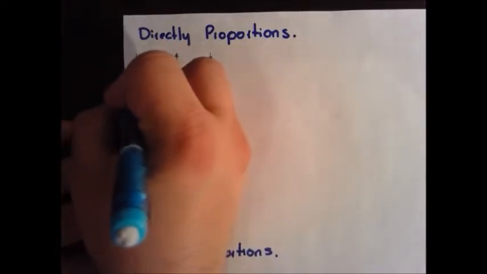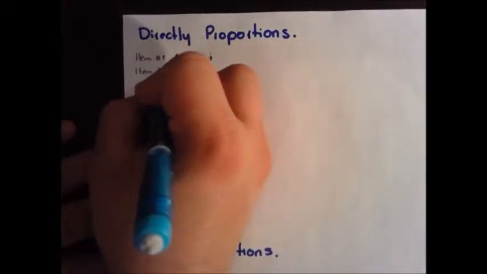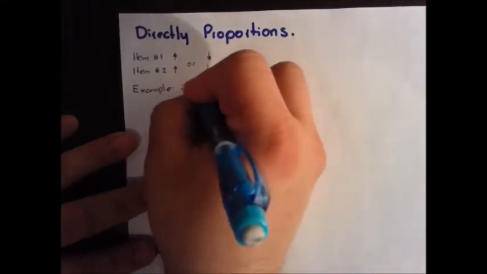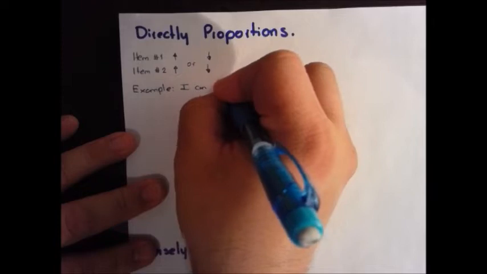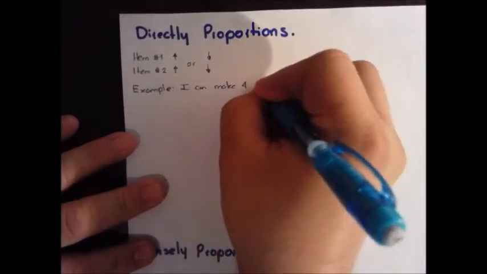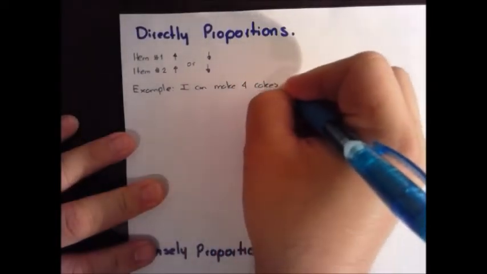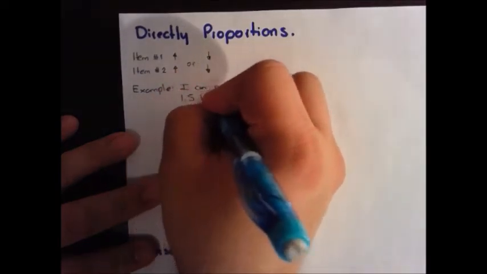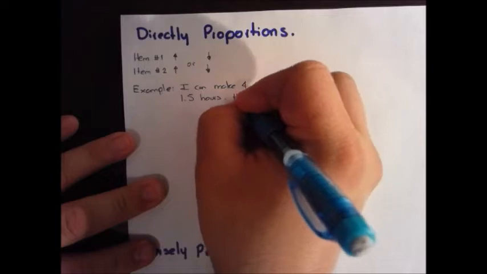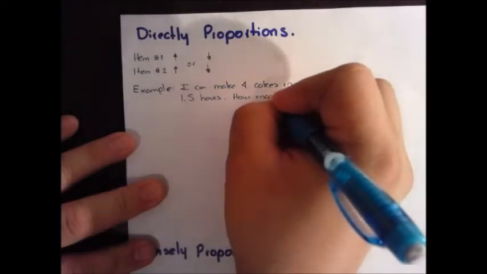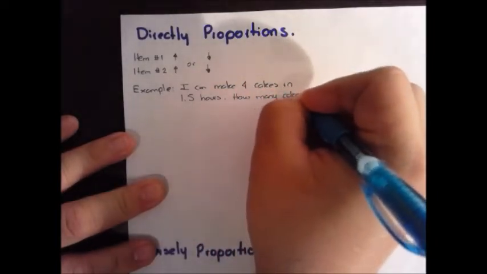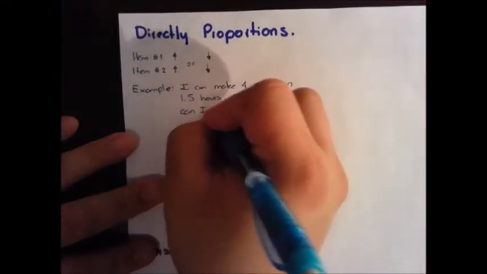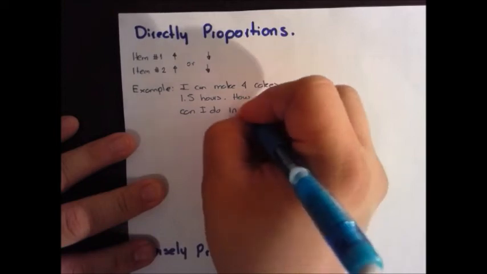For example, let's suppose that I can make 4 cakes in 1.5 hours. Question: how many cakes can I make in 5 hours?